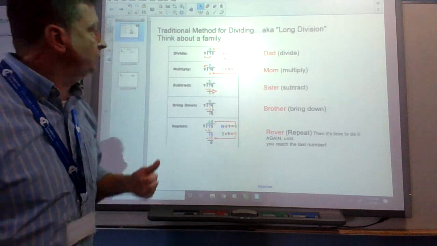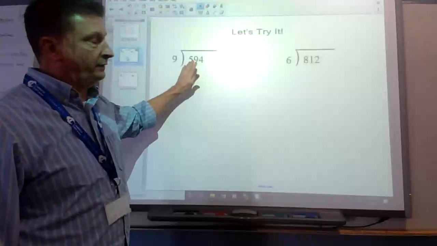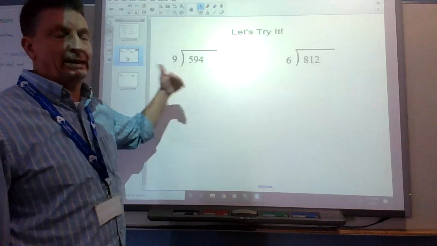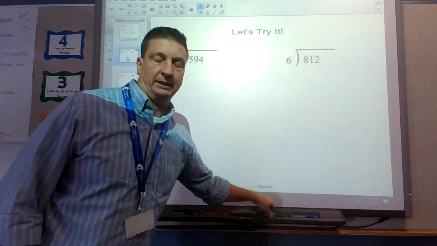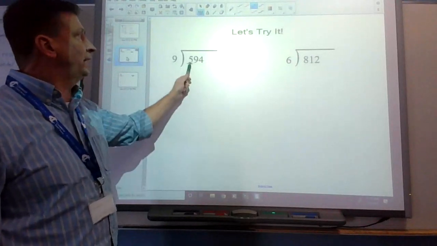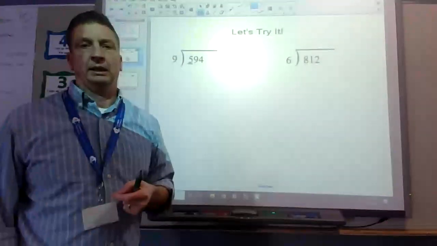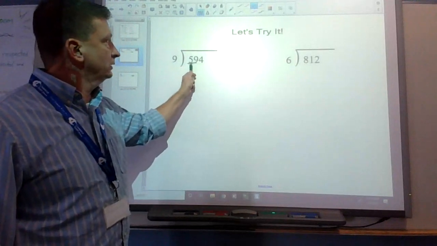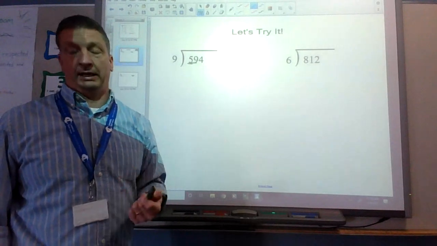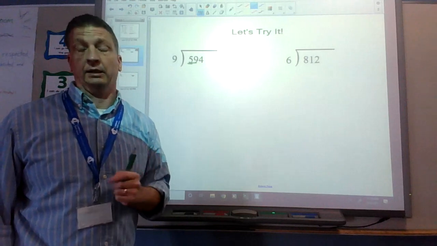So to take you through this, what does this look like? We're going to try some. We have our dividend, 594, that we're going to divide into 9 equal parts. Whenever you're looking at these, the first thing I do is look at this first number. Can I take 5 and divide it into 9 equal groups? No, I can't do that. So I'm going to look at the first two numbers, 59. Can I take 59 and divide that into groups of 9? Yes, I can. Not evenly, but I can divide that.